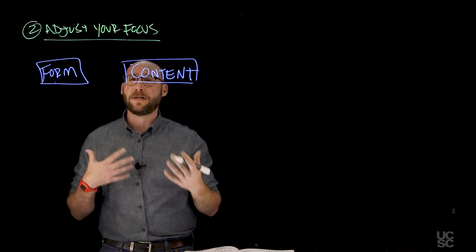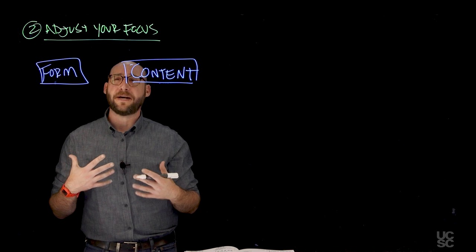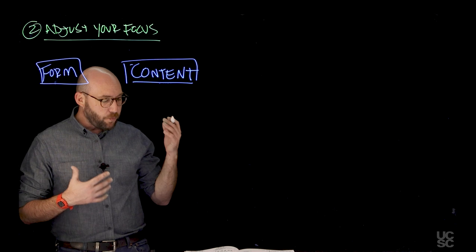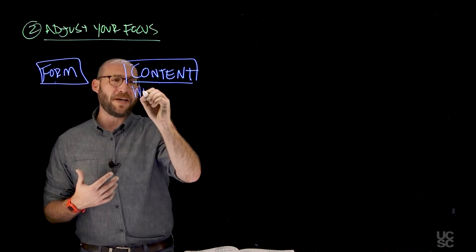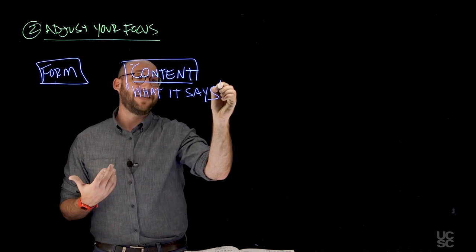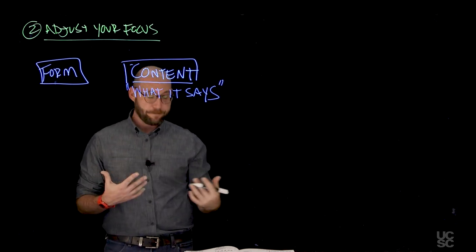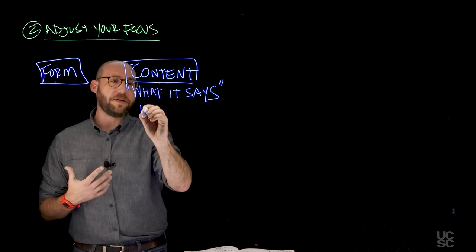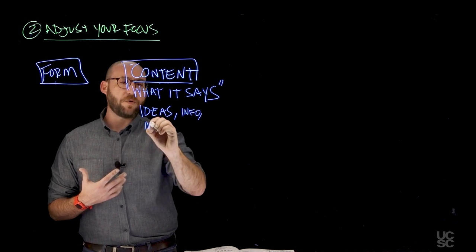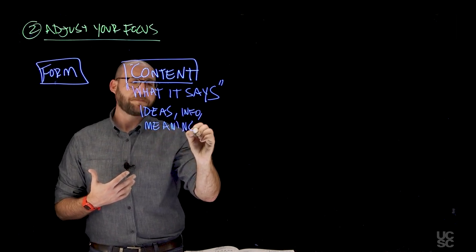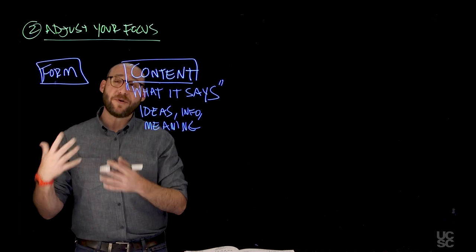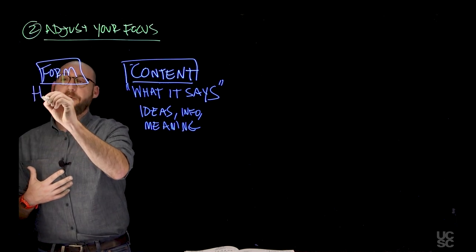That is kind of in the typical high school English class where you're reading a novel, looking at what is the meaning of the novel. So when we're looking for content, really what we're looking at is what it says. What is essentially the content of the piece? What does the piece say? So when we're reading for content, we're often looking for ideas, information, and we're looking for the meaning of the text. However, if we're reading for form, we're looking at how it says it.